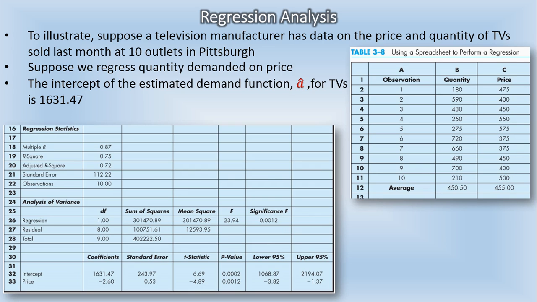And so if you were to throw the other variables in, the income, the price of related goods, the advertising, everything else, then this number would go down because some of that would be explained by these other variables. All right. The estimated coefficient, beta hat, the slope parameter, is in this case negative 2.6. So that's basically telling us that as the price goes up by $1, quantity demanded goes down by 2.6 units.